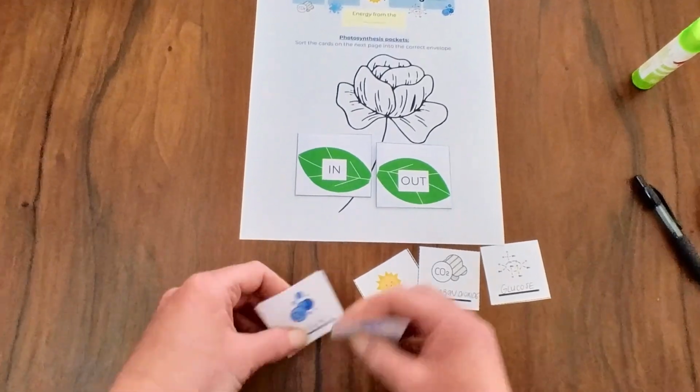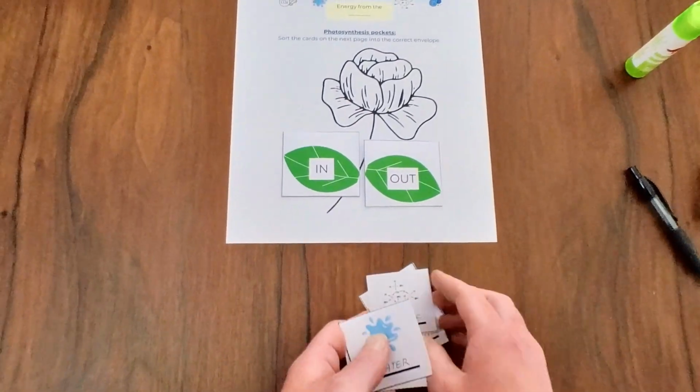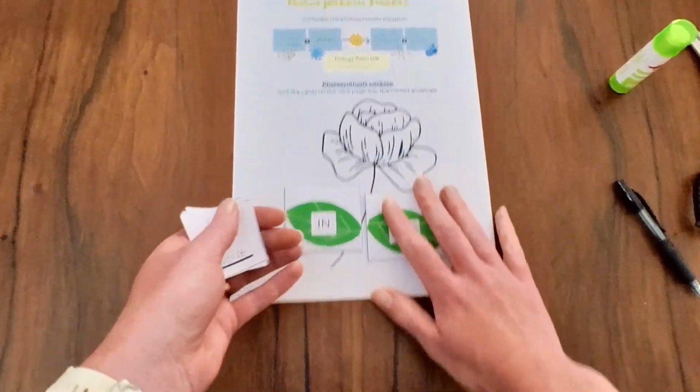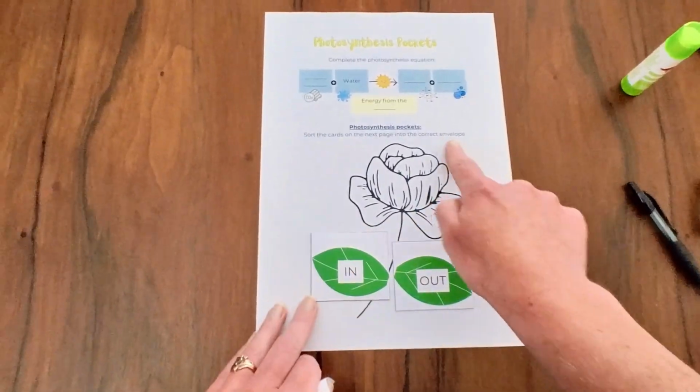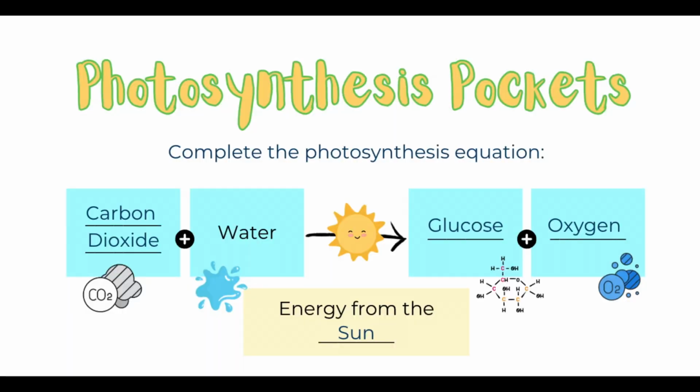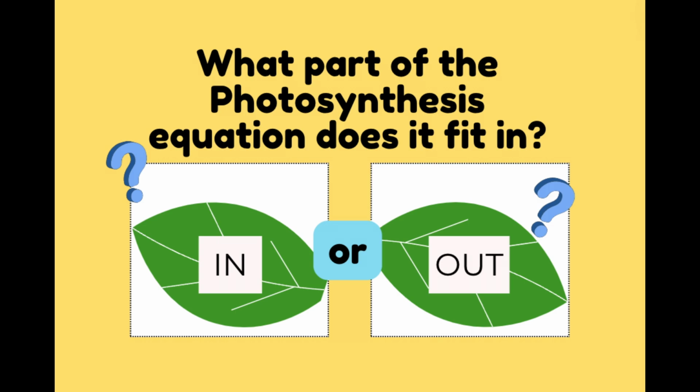Now it's time to place each of these elements in the correct pocket. So, do you remember the photosynthesis equation? Let's take a quick look. The plant uses energy from the sun to convert carbon dioxide and water into glucose and oxygen. So let's complete the photosynthesis pockets, remembering this equation.